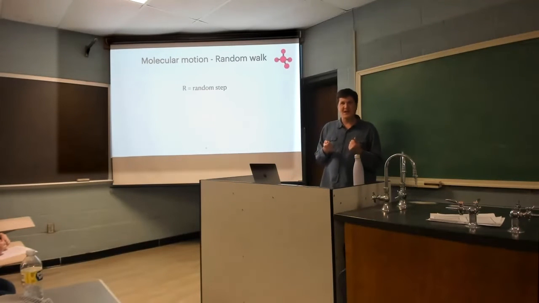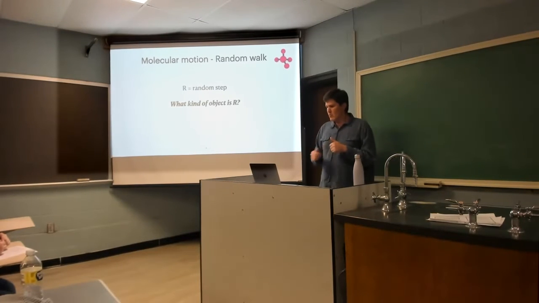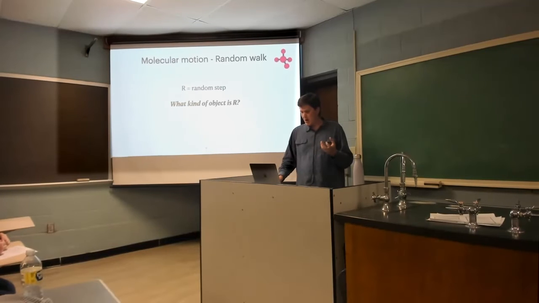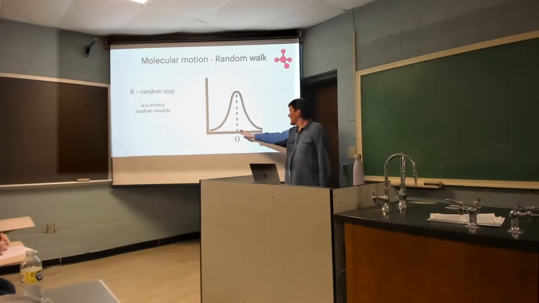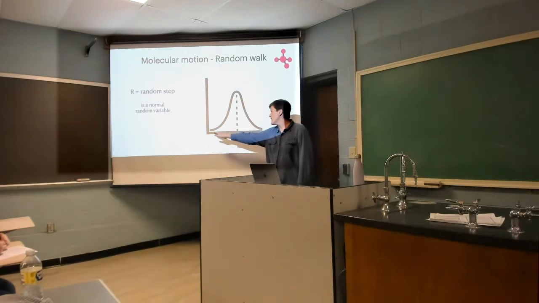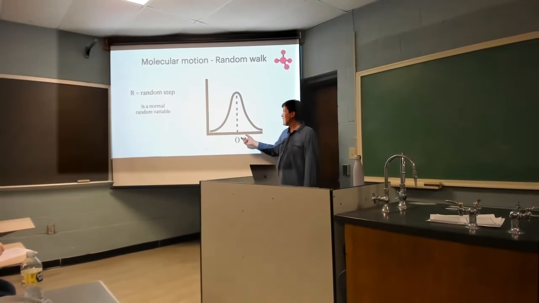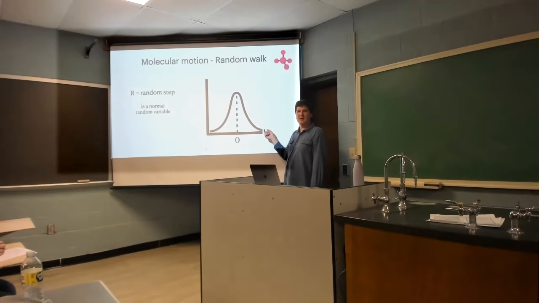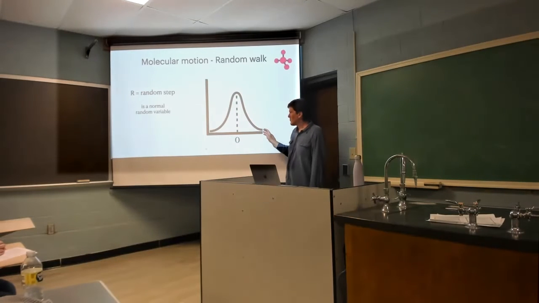So let's call R this random step, and we've got to answer a question. What kind of object is R? We model R by a normal random variable. What this means is that it's really unlikely that from one step to the next, the molecule is going to make a large jump in either direction. It's more likely that the molecule is going to take a small jump. But we want to allow for the molecule to stay put. We'll just move a little bit, we'll move a little more, and somehow encode that it's really unlikely that the molecule is going to dart from one end of the cell to the other. And we do that with this type of probability distribution.